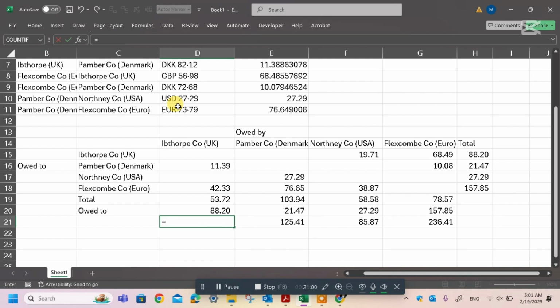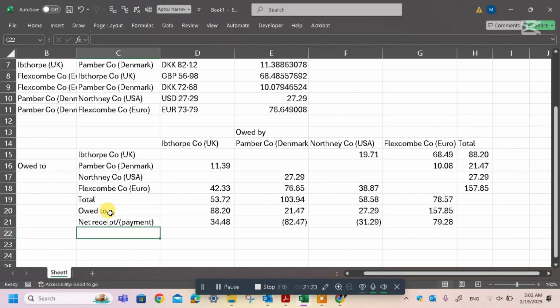Then we will redo the calculation. Amount to be received minus amount to be paid. Amount to be received 88, but they have to pay 53. So net receipt is this. Good. So let's say net receipt or payment. Payment I am writing in brackets. So basically P company has to pay 82.47. N company has to pay this much.